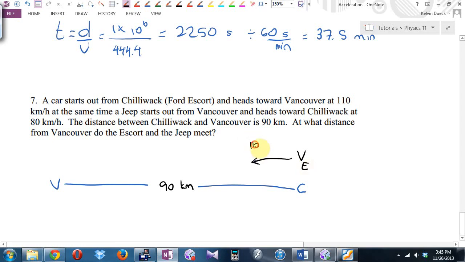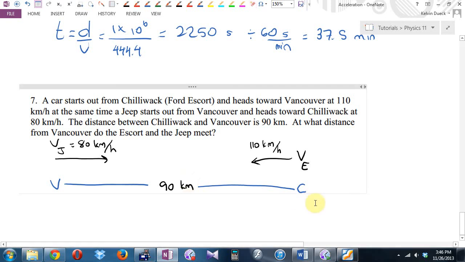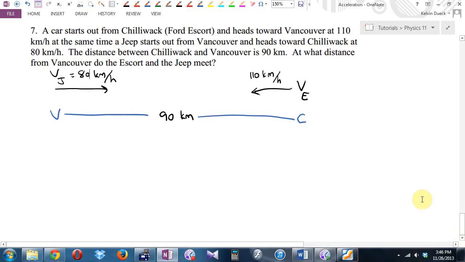It's heading out at 110 kilometers per hour. At the same time, a Jeep is leaving at 80 kilometers per hour. Darian, what are my units here? How about here? You know what? I don't think I need to convert this to meters per second. I think I can do all of my equations with kilometers and hours because my units are all nice. They match each other. And then I can do the conversion at the end, but I left the answer in kilometers, if I recall.